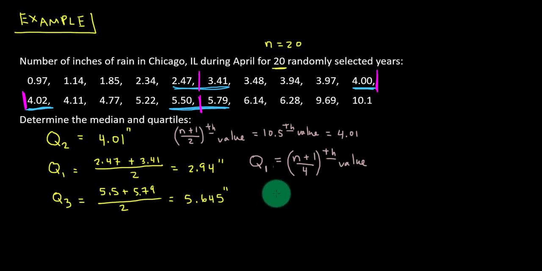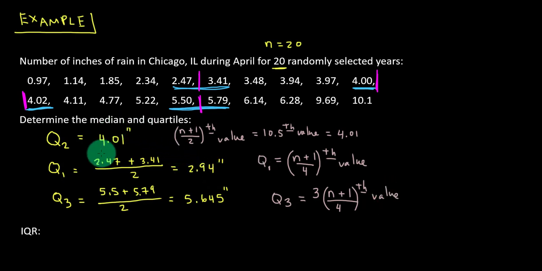But if you wanted a more formulaic approach, then what we would do, kind of similar here, the median is chopped in half. Here this is divided by 4 for the first quartile. For the third quartile, this is actually 3 quarters. So 3 times n plus 1 over 4.